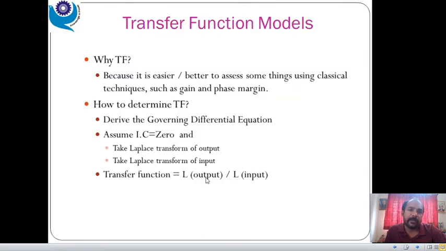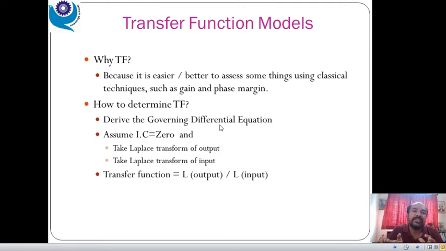Transfer function, very important thing, right? So that a mechanical system can be arranged mathematically. For that purpose, we need to study the transfer function, because it is easier and better to assess things using classical techniques such as gain or phase margin. Fine. So for that purpose, we can go for a transfer function. Basically, in a mechanical system how to predict it, and in an electrical system how to go for a transfer function.